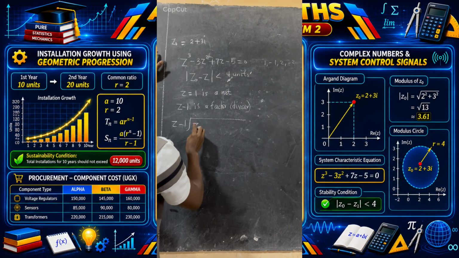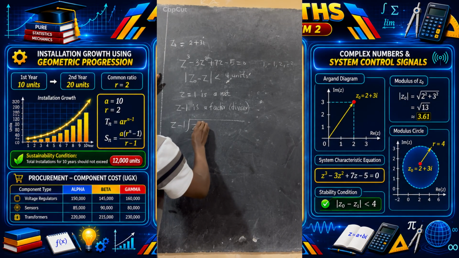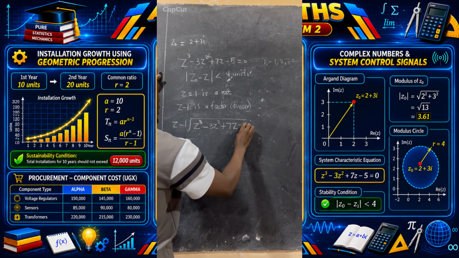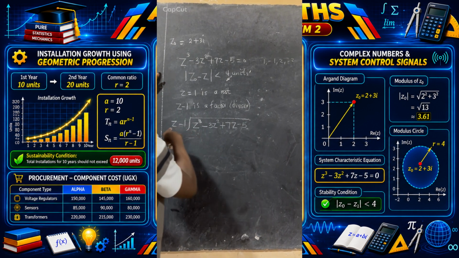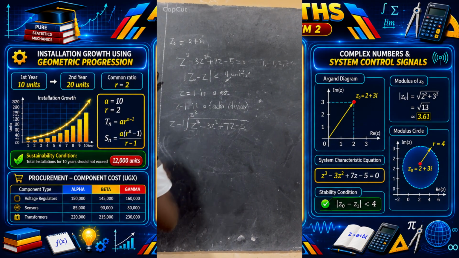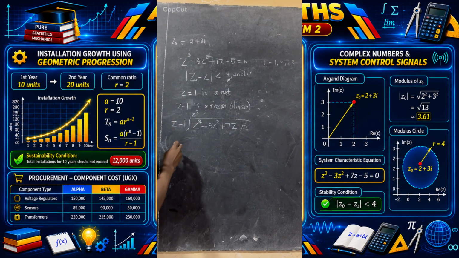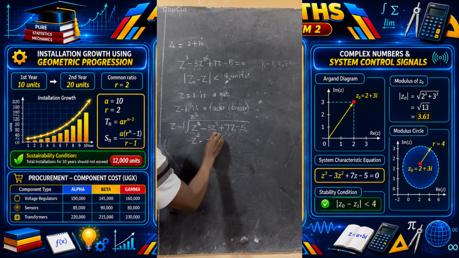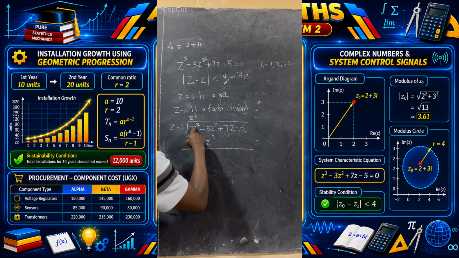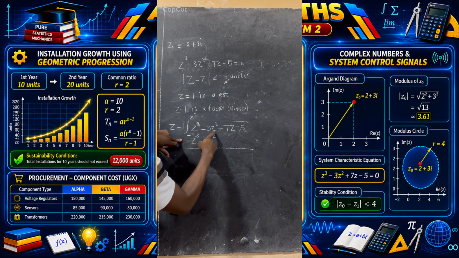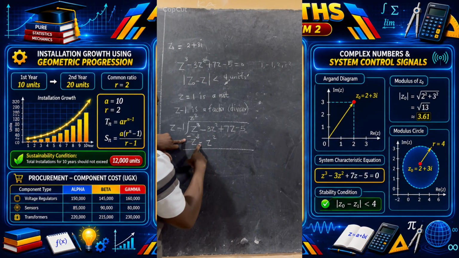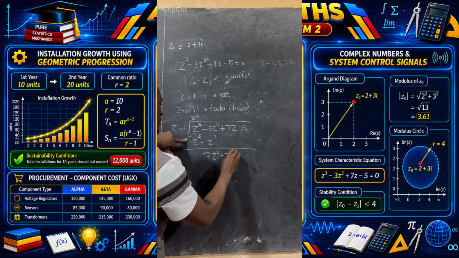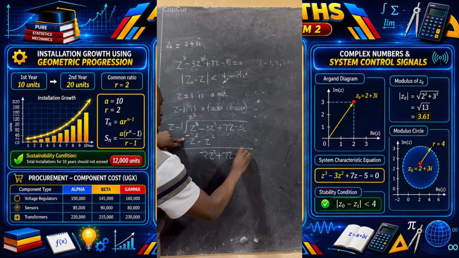What am I doing? I'm trying to reduce it. This is z cubed minus 3z squared plus 7z minus 5. Z cubed divided by z, I get z squared. Then z squared times z, I have z cubed. Z squared times -1, negative z squared. I subtract. When I subtract, this is a 0. Then I have a -3z squared minus z squared. This gives me -2z squared. Then I bring the plus 7z, then minus 5.